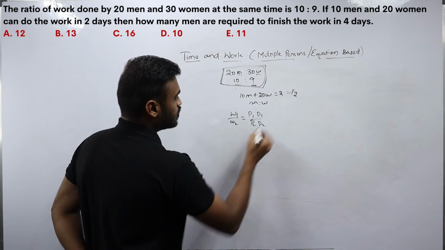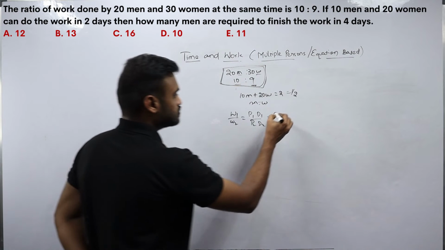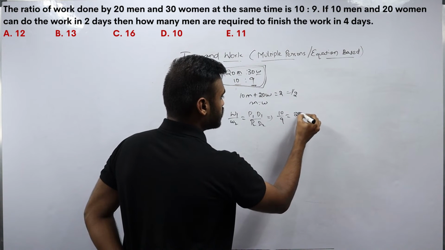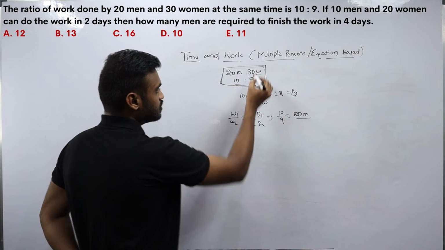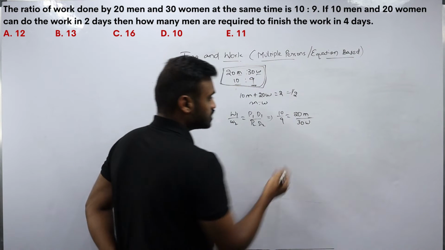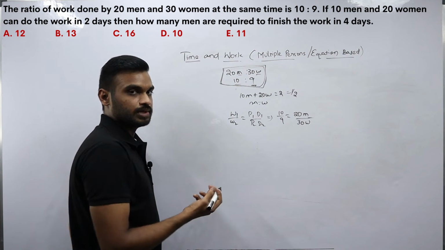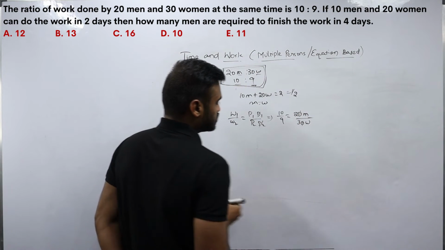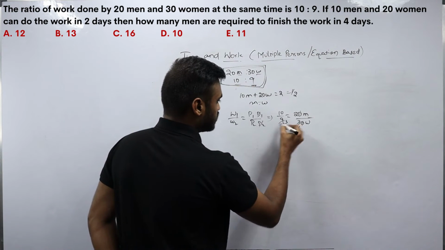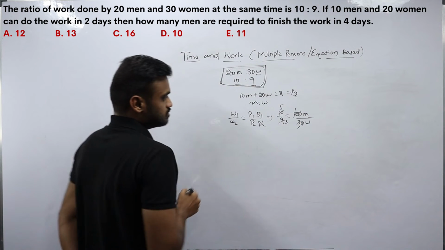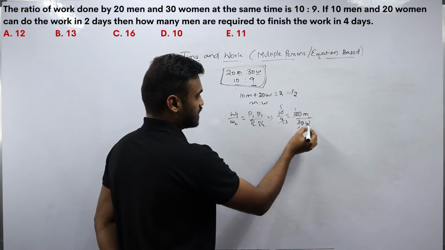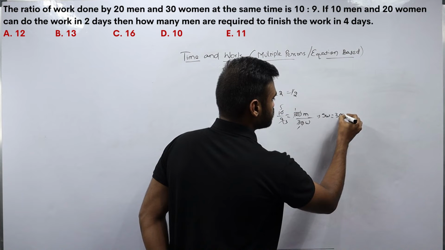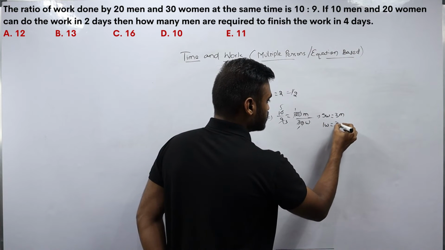P2 D2. So we will get W1 by W2, that is 10 by 9, equal to P1, that is 20 men, P2, that is 30 women. Since the total amount of time taken by both of them is the same, we can simply cancel D1 and D2. Now 0 and 0 will be cancelled, and 3 ones are 3, 3 3s are 9, and 2 ones are 2, 5 2s are 10... now if I cross multiply this, I will get 5 women equal to 3 men. Now 1 woman equal to 3 by 5 men.